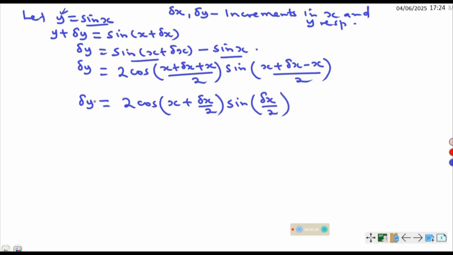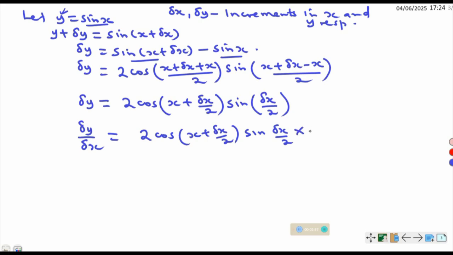So that is what we have. We are interested in dy/dx, so we shall introduce delta x. Let us divide both sides by delta x. So this will be the same as 2 cos of (x plus delta x) upon 2, then sine of delta x upon 2. But we are dividing both sides by delta x, so let us have 1 upon delta x.